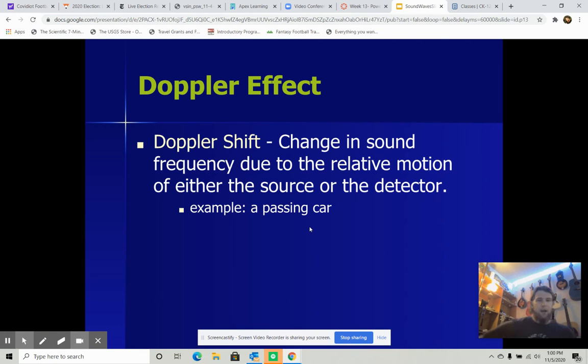The last thing we'll talk about is the Doppler effect. The Doppler effect is a pretty cool thing. You may see on the news when they do weather, they're doing the Doppler 5000 and whatnot. Well, the Doppler effect comes from what's known as the Doppler shift, which is the change in sound frequency due to the relative motion of either the source or the detector.